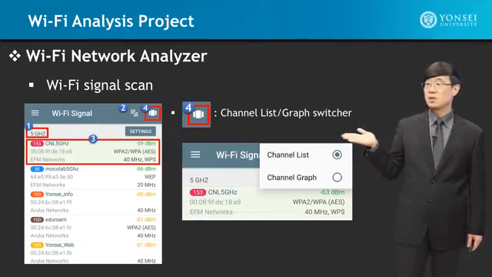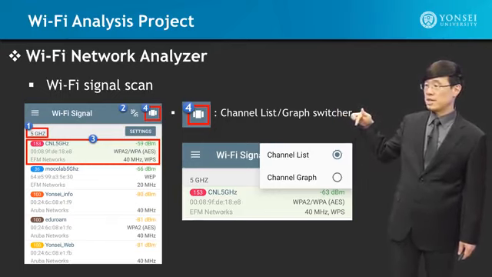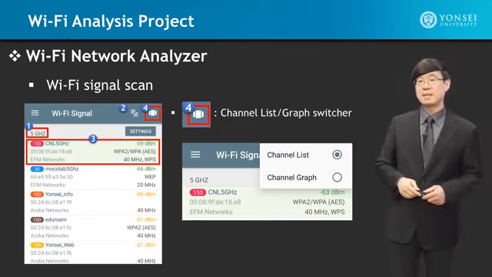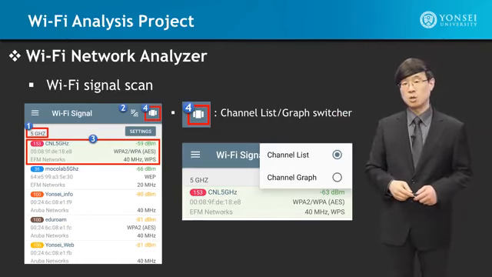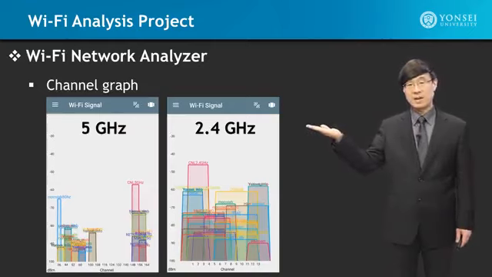Then you can go into this box right here. Wi-Fi signal scan, channel list graph switcher. And you can see that right here, which is down here. And by selecting the radio button, you get to use different options. Now you can see the channel graph for the 5 GHz band and the 2.4 GHz band.